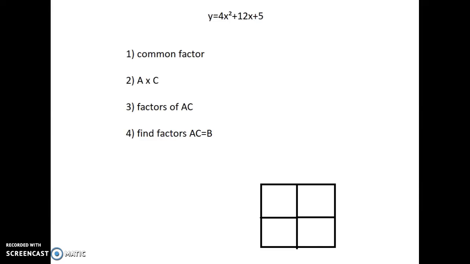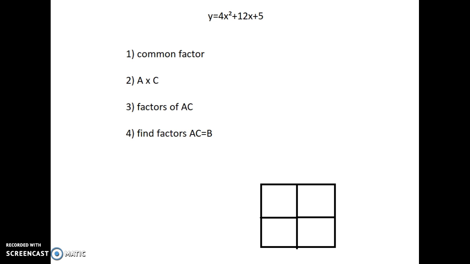Okay, so we're going to work on an example of factoring a quadratic trinomial where a is not equal to 1. In a previous video, I showed you this with blocks. Now I'm going to use the same equation to show how you can do this with an easier method using 4 simple steps. We have the equation y equals 4x squared plus 12x plus 5. 4 is a, 12 is b, and 5 is c.